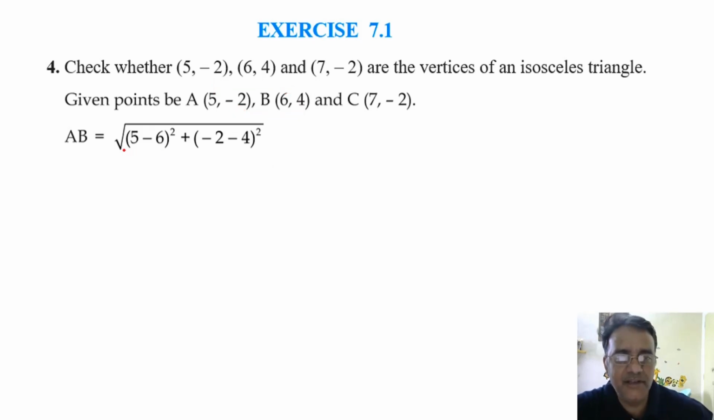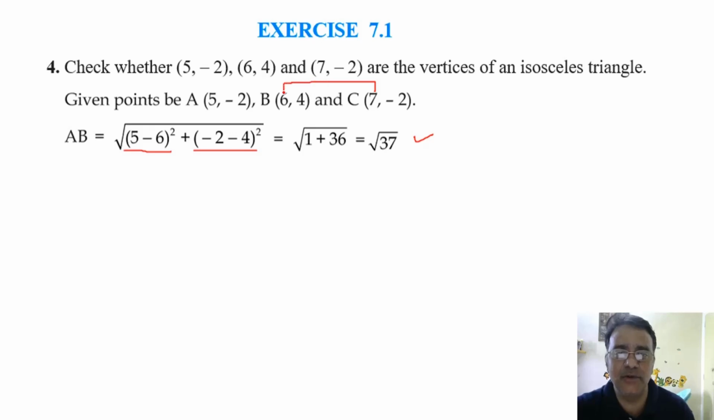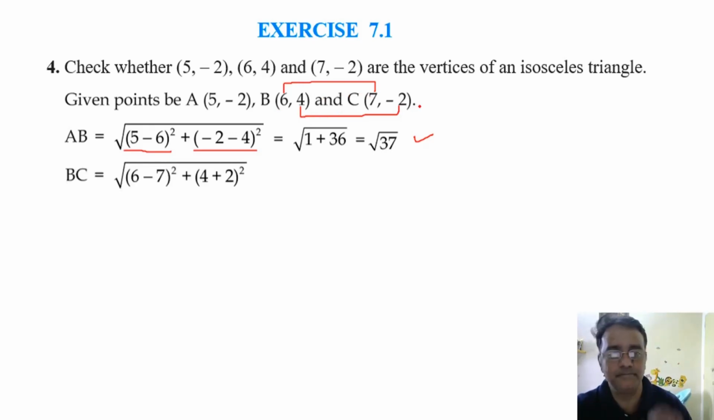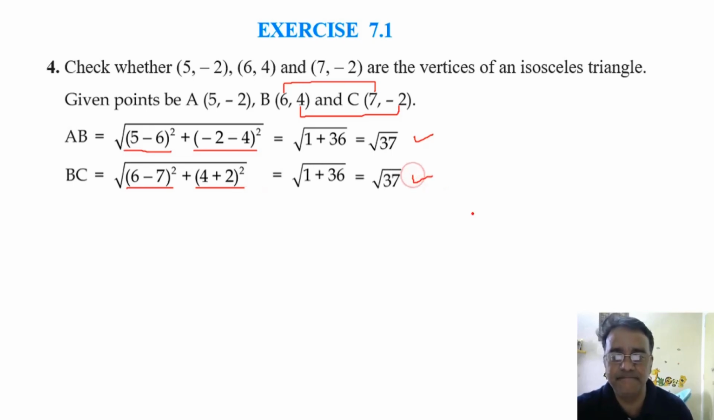Okay, so what is the value of this? 1. Here 36. So 1 plus 36, root 37. Now we'll find BC. (7 minus 6) whole square plus (2 minus 4) whole square. और left to right जाएंगे तो (6 minus 7) whole square plus (4 minus of -2, that is +2) whole square का whole root. Okay, so this is 1, this is again 36, so we are getting root 37.